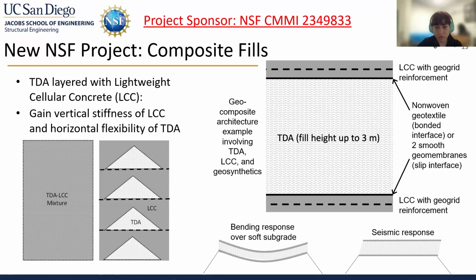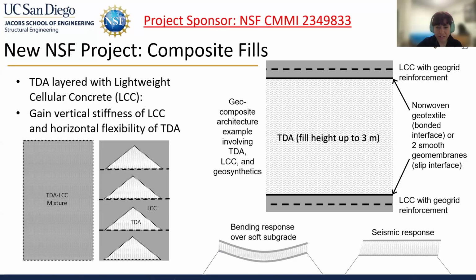Now I will introduce the new NSF project we are currently researching at UC San Diego. Again, this project is generously funded by the National Science Foundation. This project aims to develop a geocomposite or composite fill between TDA and LCC, or lightweight cellular concrete. The aim of this geocomposite is to maximize the advantageous effects of each individual material while minimizing the less desirable material effects. This composite is intended to gain the vertical stiffness of LCC under normal loading, combined with the horizontal flexibility of TDA under shearing.